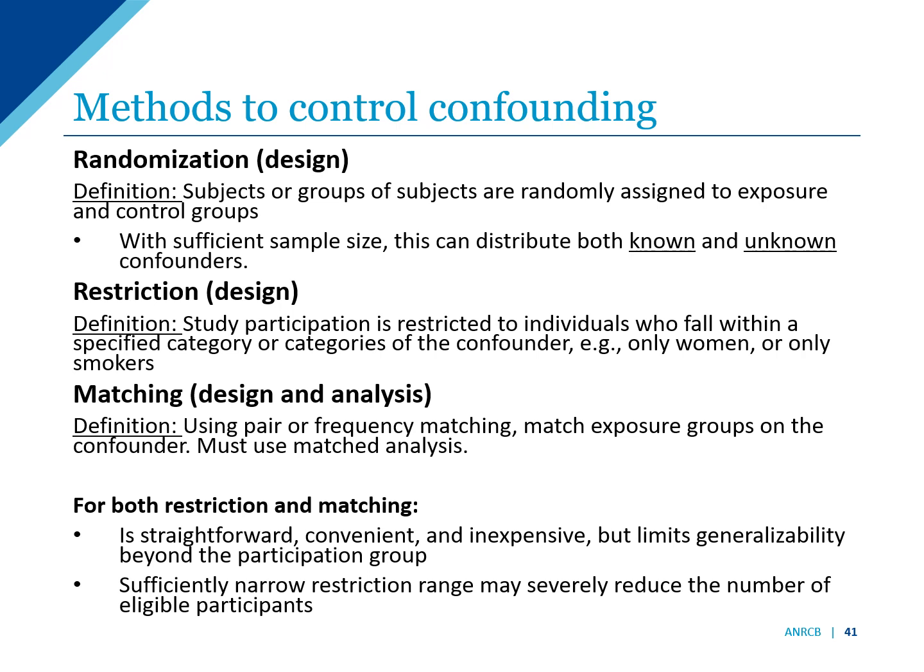In both restriction and matching, while these are straightforward ways to deal with confounding, it may reduce the number of eligible participants for the study. And they may also reduce the generalizability of your study results if your study participants are very restricted or homogeneous or don't match the population at large.